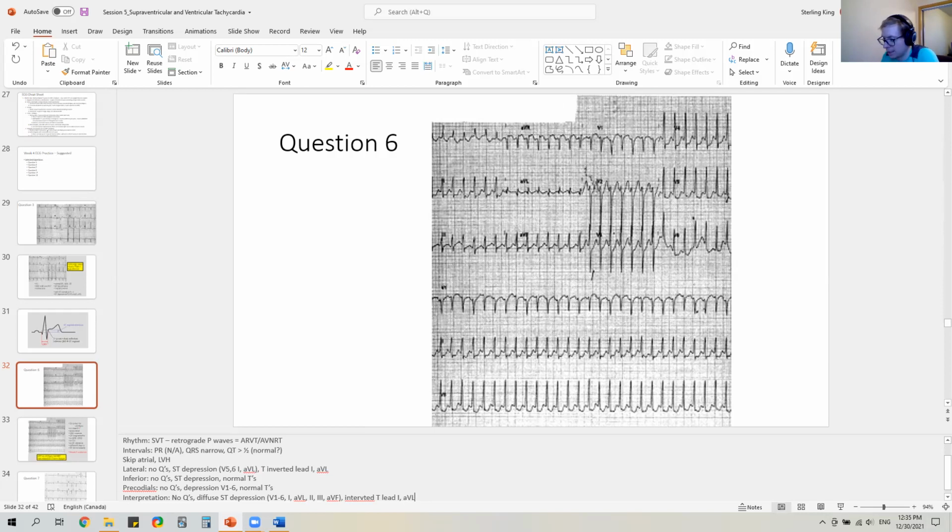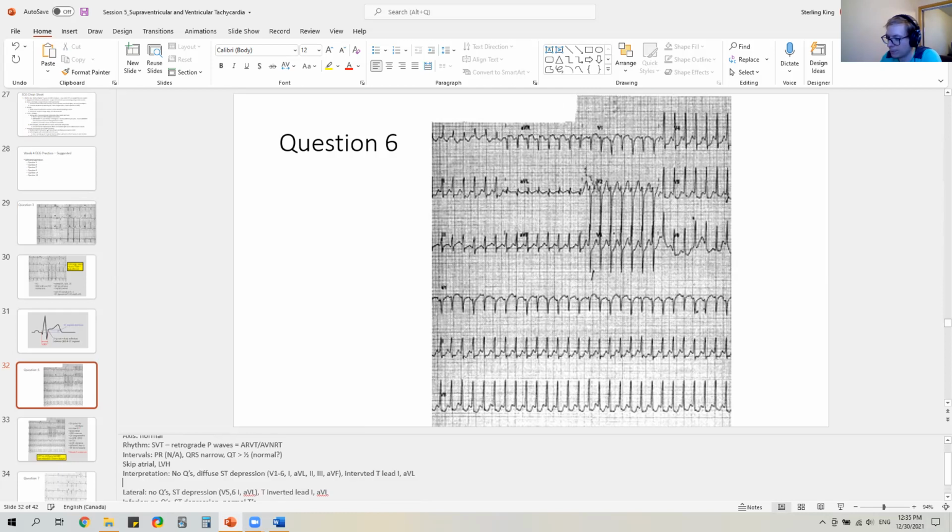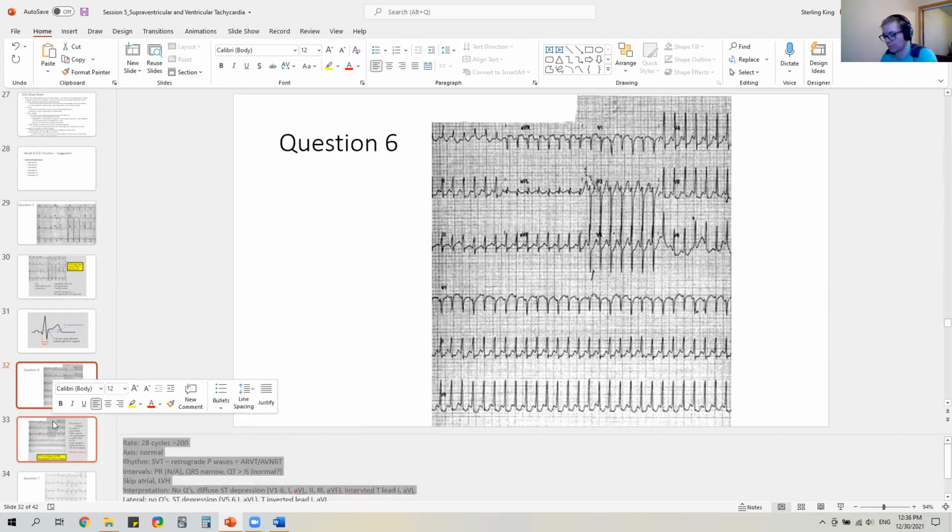And then if we take that interpretation and apply it to the rest of the information we got, it looks like that ST depression could be related to this insane tachycardia, or it could perhaps be related to left ventricular hypertrophy. Kind of depends. Let's have a look at the solution.